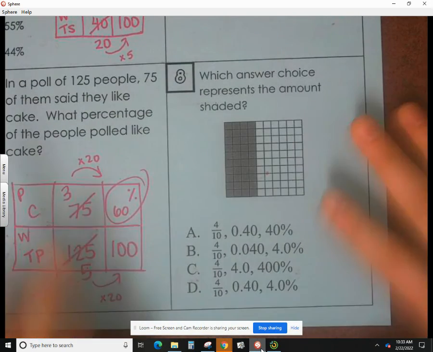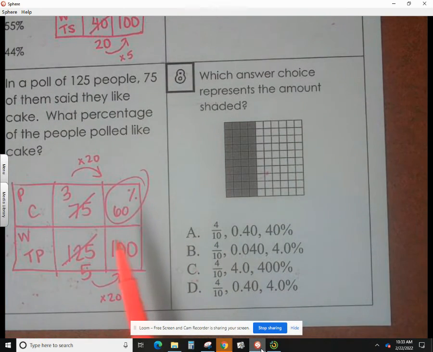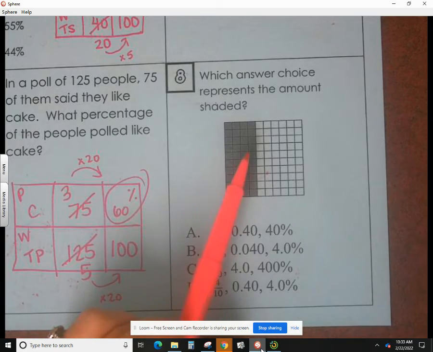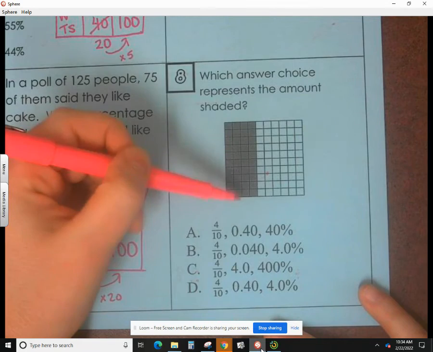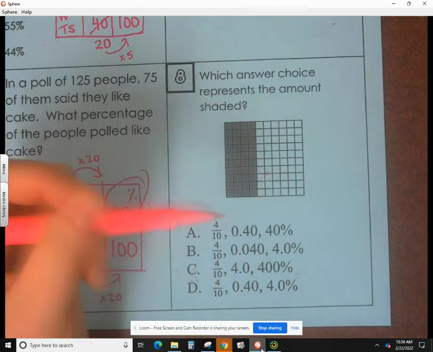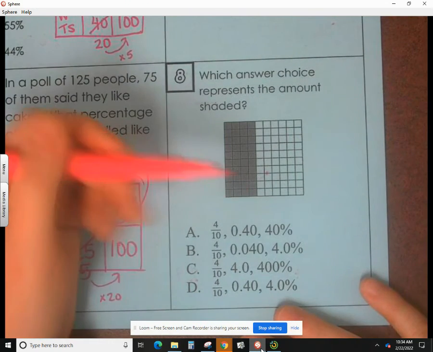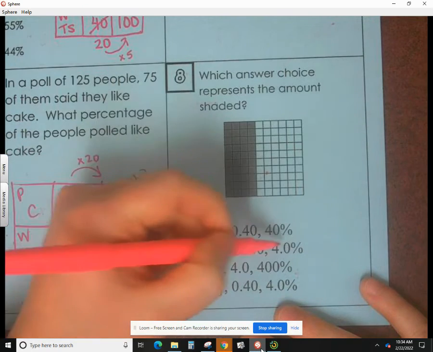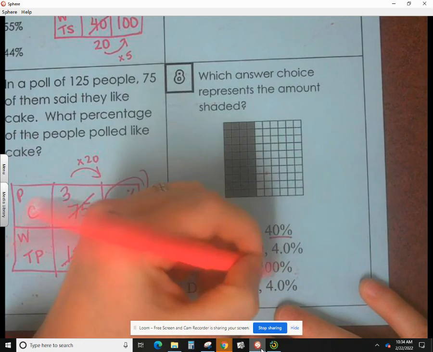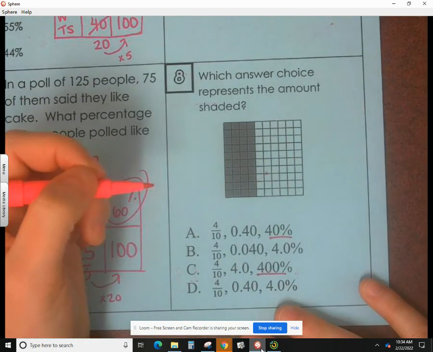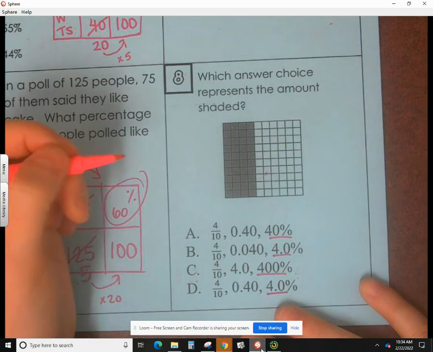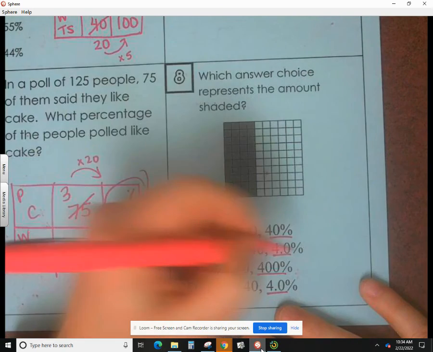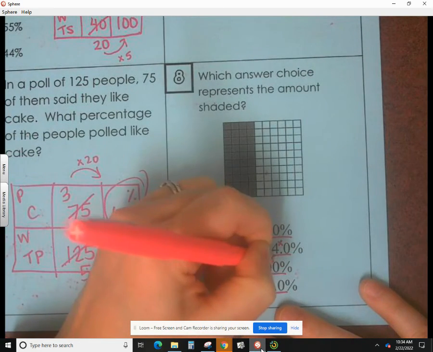Okay, this last one should be pretty easy for you. You've got a 100 grid. So remember, percent is always out of 100. You've got a total of 40 of these shaded. 40 out of 100 is 40%. If you know nothing else, there's only one that says 40%. 400% would be 4 grids that are completely shaded in. 4%, which is what these two say, would only be 4 little squares shaded in. So that one's wrong, that one's wrong, that one's wrong.